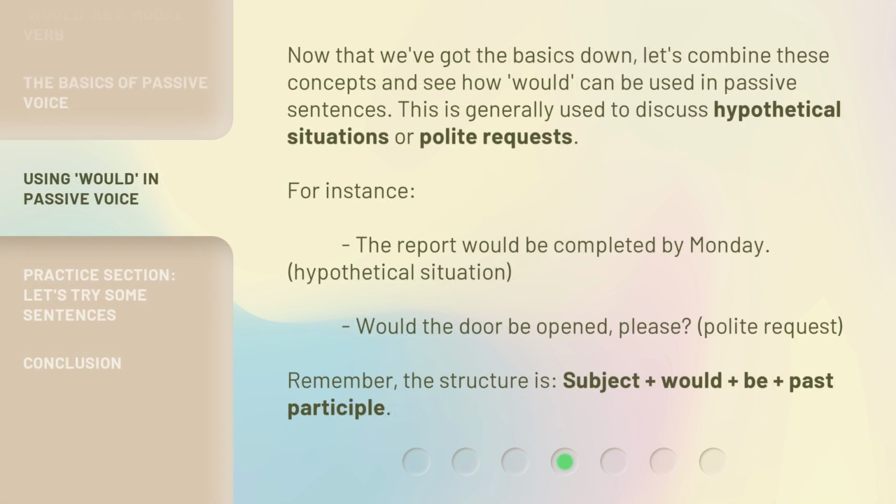Now that we've got the basics down, let's combine these concepts and see how would can be used in passive sentences. This is generally used to discuss hypothetical situations or polite requests. For instance, the report would be completed by Monday. Hypothetical situation. Would the door be opened, please? Polite request. Remember, the structure is subject plus would plus be plus past participle.